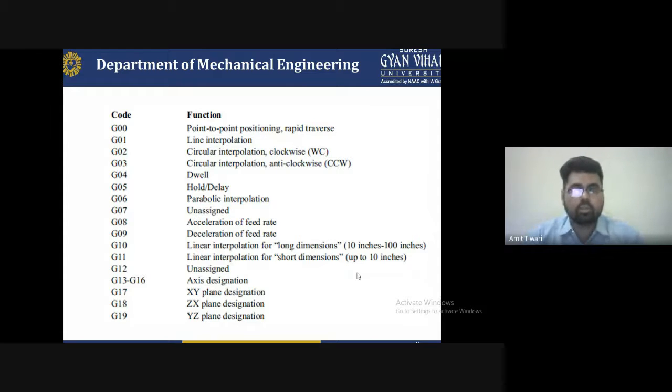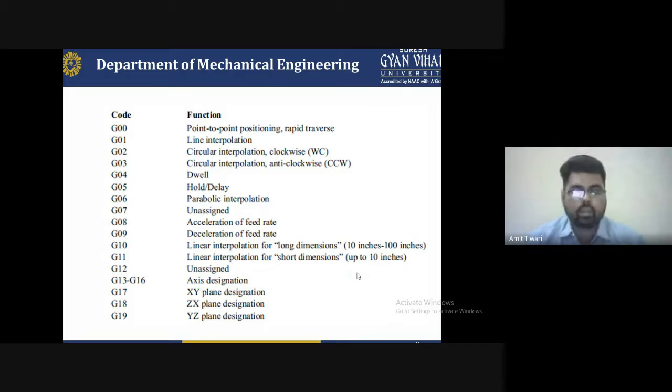Second, G02 is circular interpolation clockwise. G03 is circular interpolation anti-clockwise. G04 is the dwell. G05 is a hold delay. G07 is an assignment. G08 is acceleration of feed rate. G09 is deceleration of feed rate.